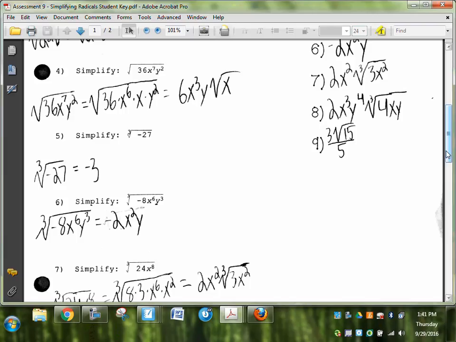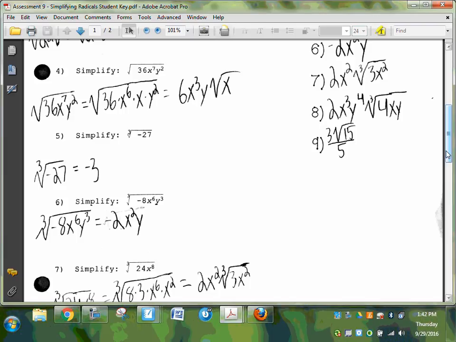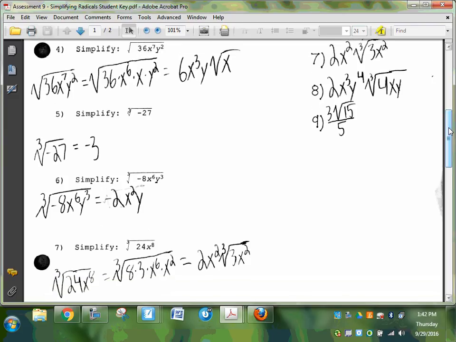Does 3 go into x to the 8? But how many times does 3 go into 8? Twice, with the remainder of 2, because 8 doesn't go into 8, but it goes into 6. So that's why those break down into what they do. Hopefully we all got number 5 right. The radicand can be negative when you're taking a cube root or any odd root.